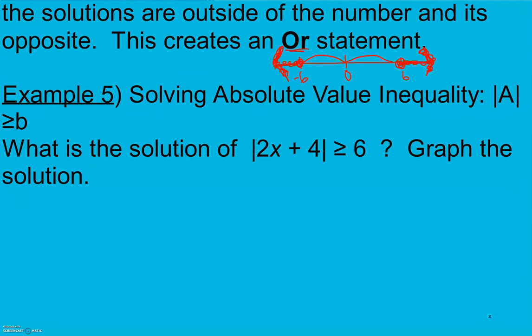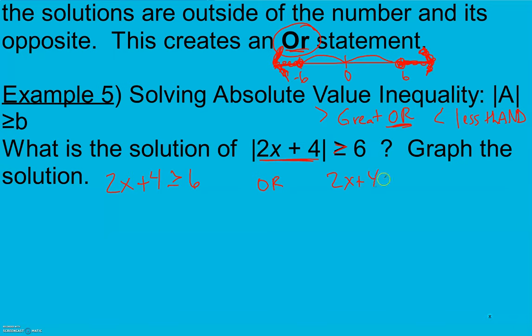So we're going to solve this the exact same way as we just did the ands. The only difference is we're going to have an or statement, and so our graph is going to look different as well. We're going to take whatever's inside our absolute value. And the way that I remember this, and I know it's a stretch, guys, is great-or. If it's greater, I remember great-or. If it's less than, I remember less than. So I take 2x plus 4 greater than or equal to 6. Great-or.